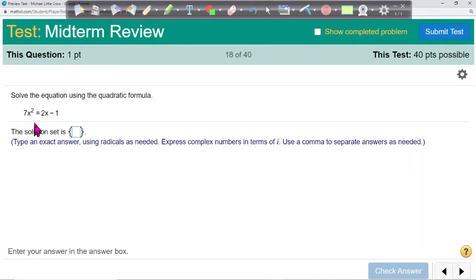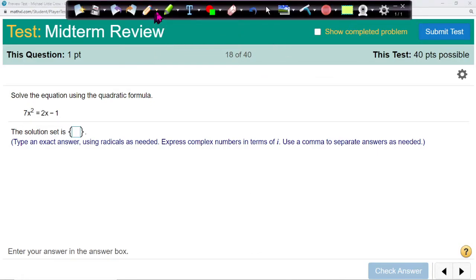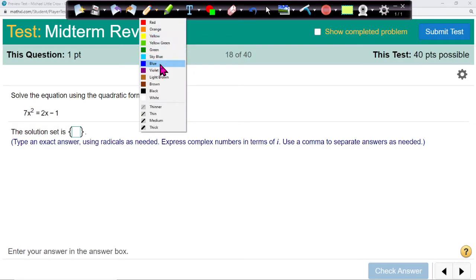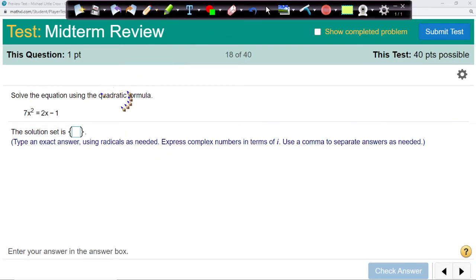But I want to make sure you solve the equation using the quadratic formula. Type in exact answer using radicals as needed to express complex numbers in terms of i. Okay, so all this stuff. So how do we do this one? So first of all, quadratic equations have to be equal to 0 to be able to use the quadratic formula, because that's how the quadratic formula is set up.